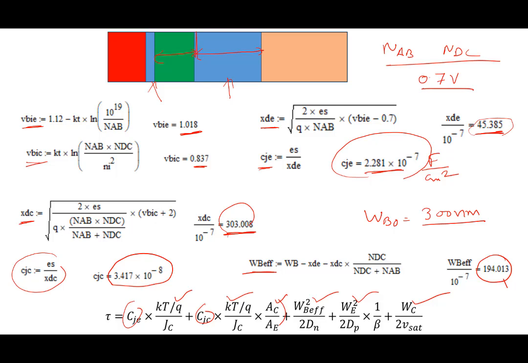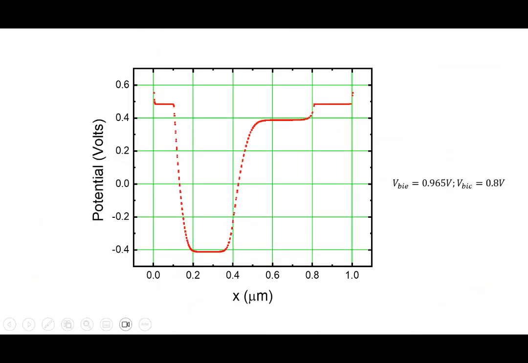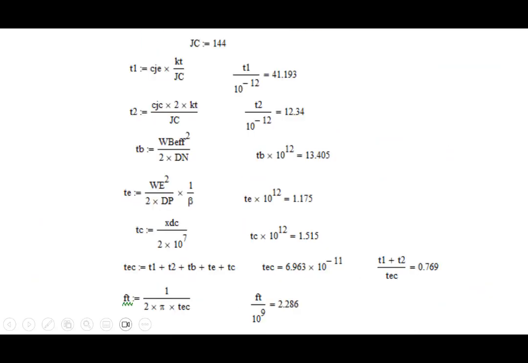So this AC by AE is 2 here. And we have everything else before us. VSAT is 10 to the power 7. We've just taken centimeter per second, saturation velocity. All right, so if we do that, then these are the values. So at 0.7 volt, the current density in my device is 144 ampere per centimeter square.